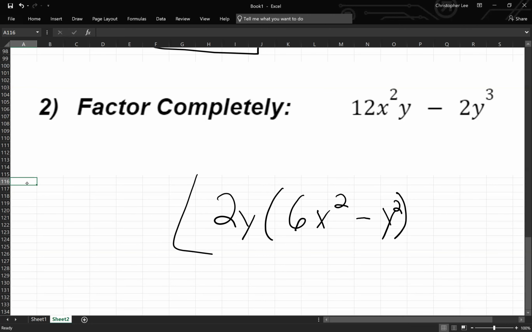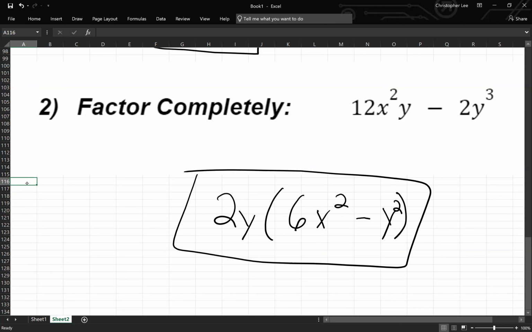You're supposed to draw a box around your answer. That's what you do next. And then that's it. But I like when you box your answers though.